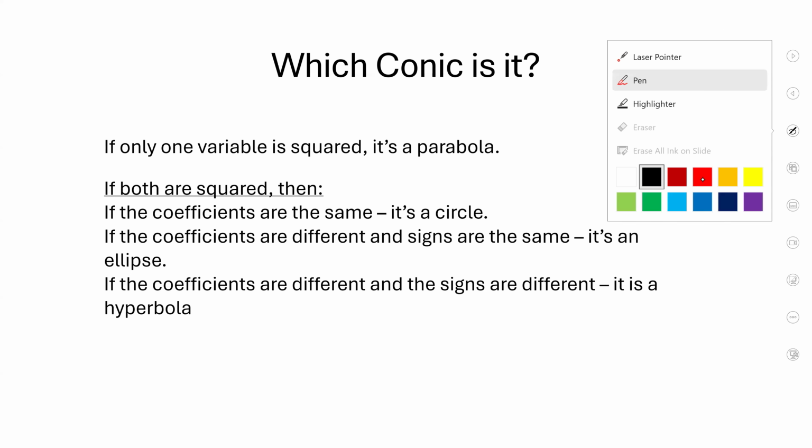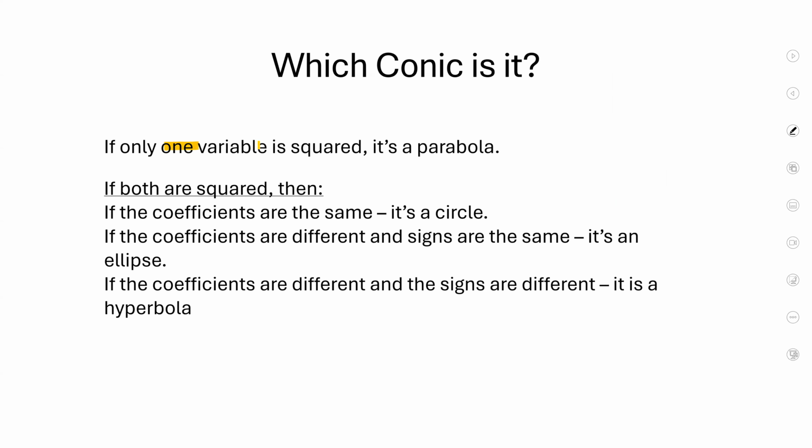So which conic is it? If only one variable is squared, that means you have a parabola. Now, if both variables are squared, then you have to look at some different things. If the coefficients are the same, that means you have a circle. If the coefficients are different and the signs are the same, then you have an ellipse. And if the coefficients are different and the signs are different, that means you have a hyperbola.